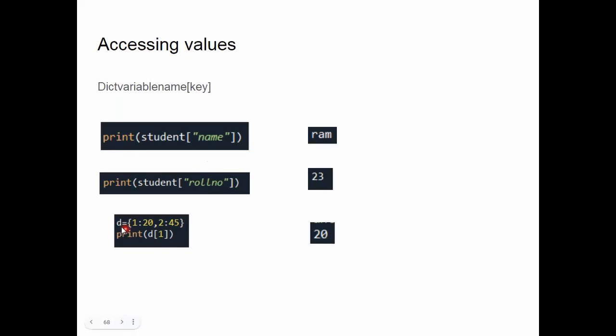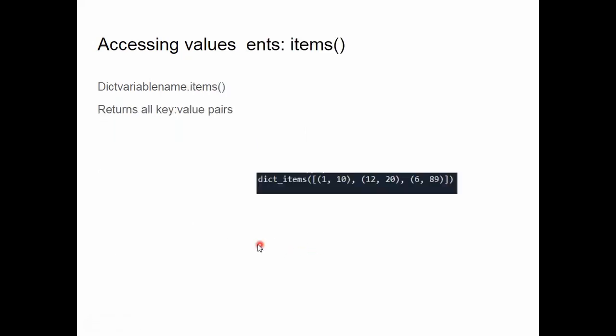Now we have a dictionary with key 1 and value 20, key 2 and value 45. And now I'm printing D of 1. So what is going to print? That is the key value. So what is present at 1, that is value 20, will be displayed.